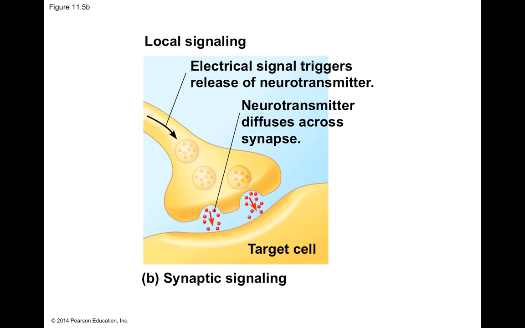Another example of local signaling that's used in the nervous system is synaptic signaling. When a signal is being passed from neuron to neuron, there's a small space or gap between neurons called a synapse. In order to pass the signal, the first neuron will secrete chemical signals called neurotransmitters, which will diffuse across the gap and bind to receptors on the next neuron, continuing the signal.